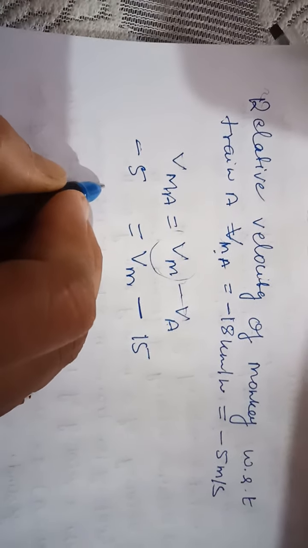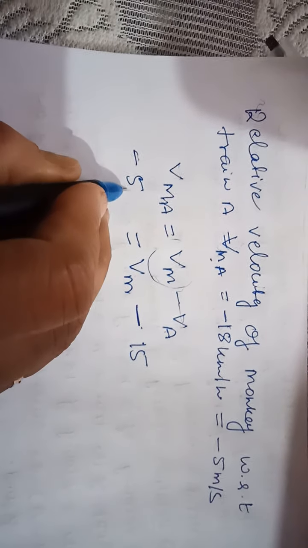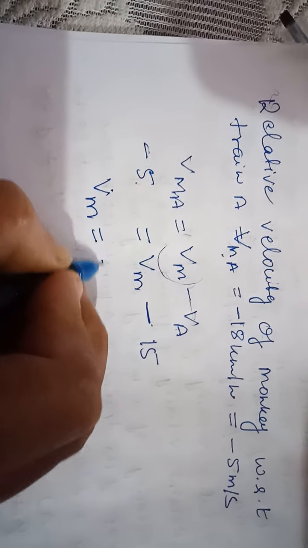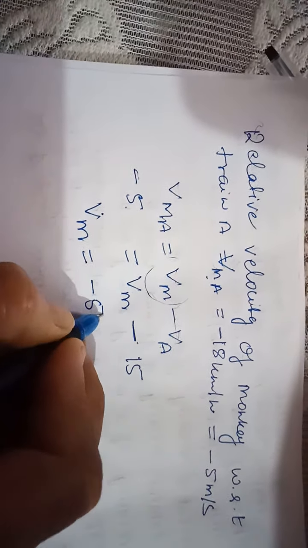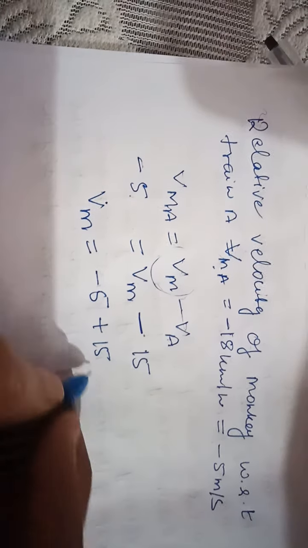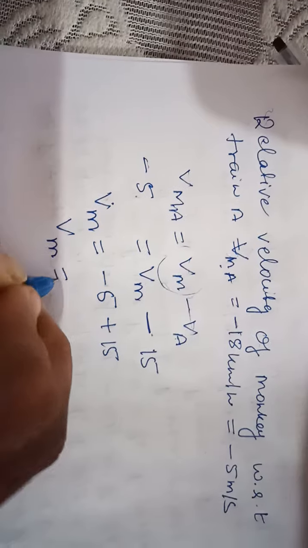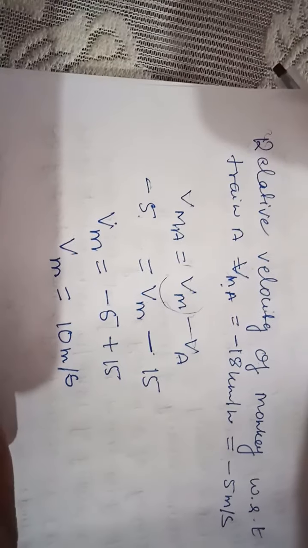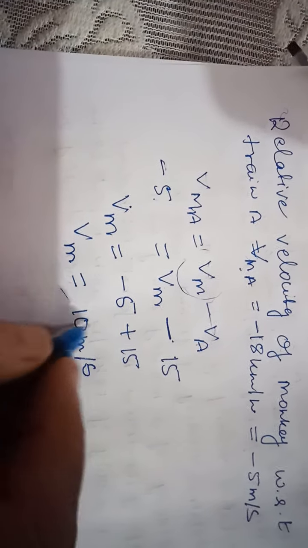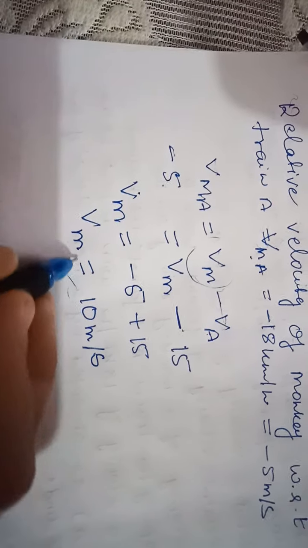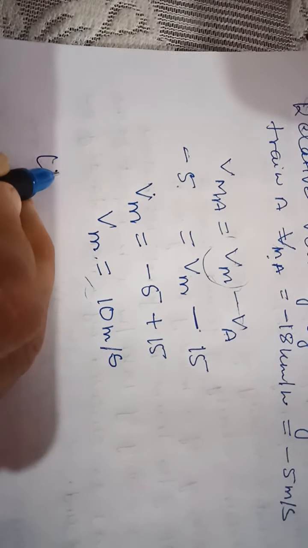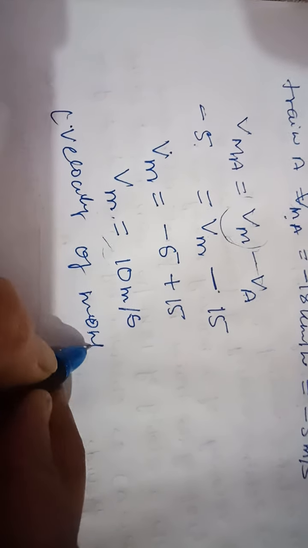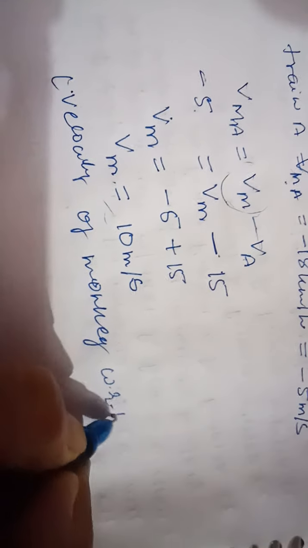Now take this velocity in this direction. Vm is equal to what? You will be getting minus 5, okay, and plus 15. So what you have got, Vm is equal to 10 meter per second. So this is the actual velocity of the monkey with respect to ground.